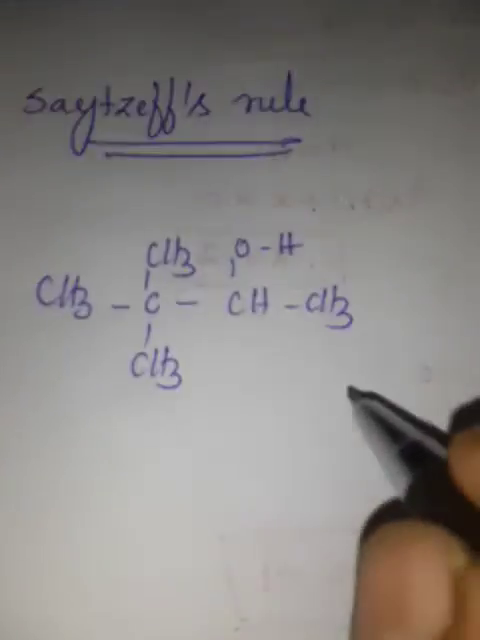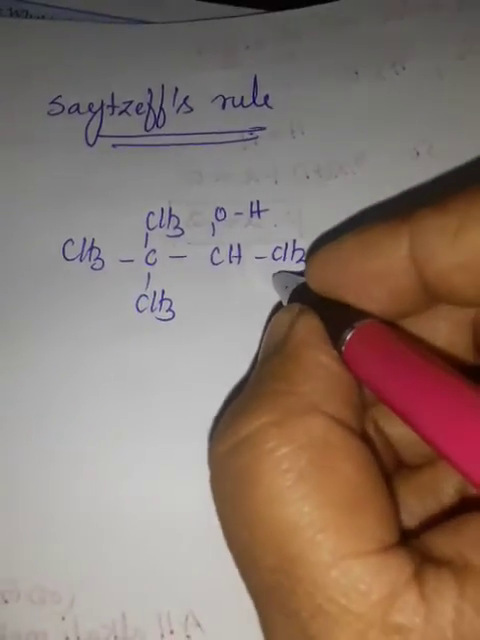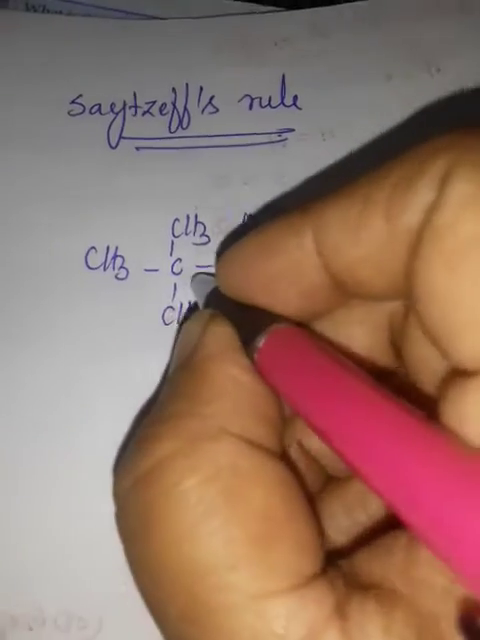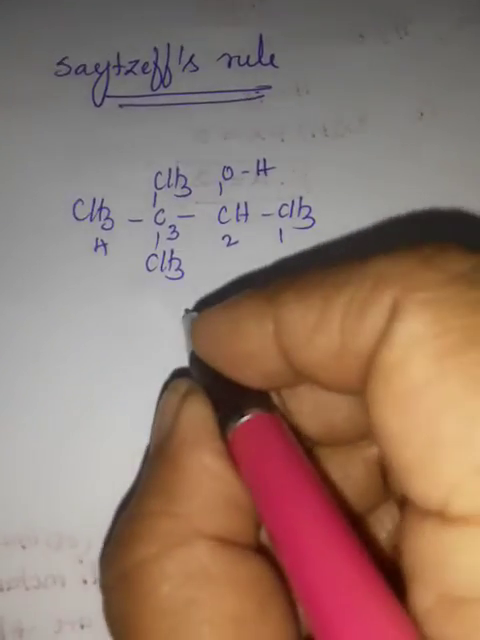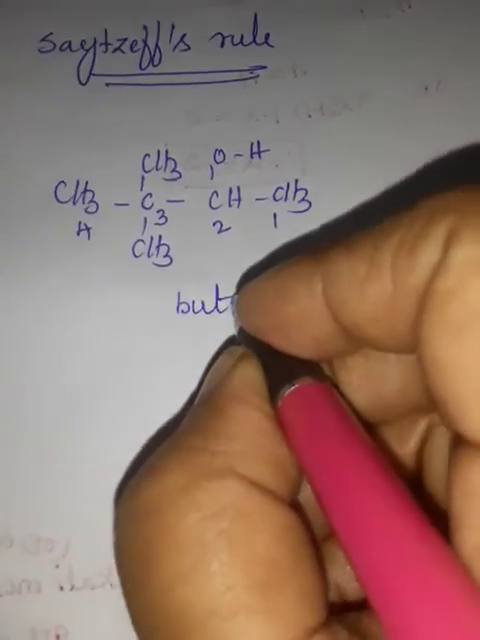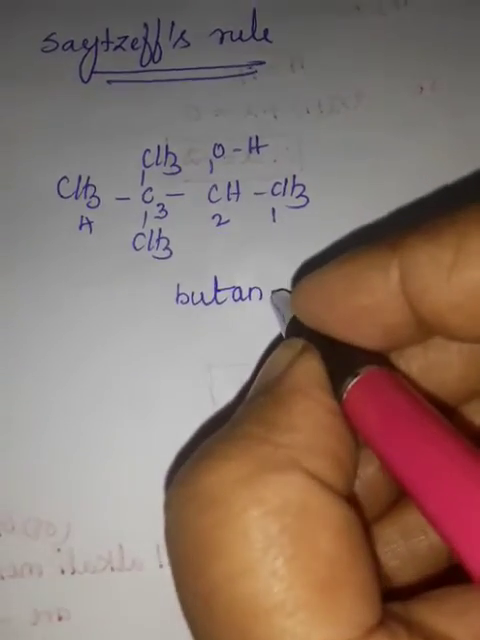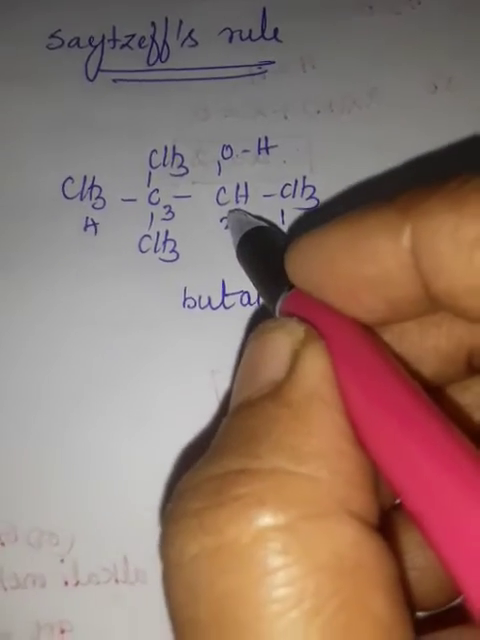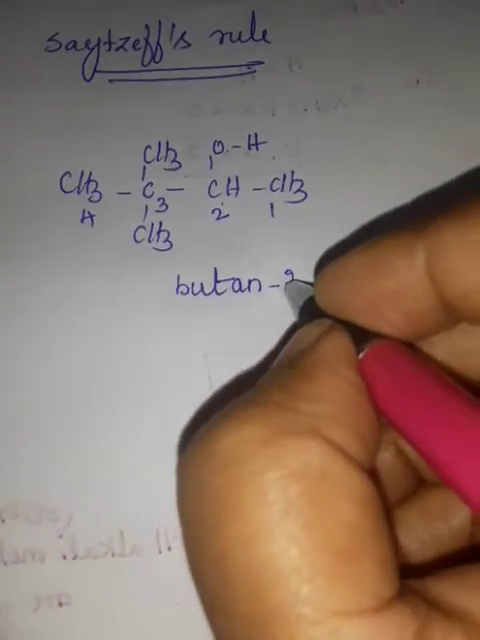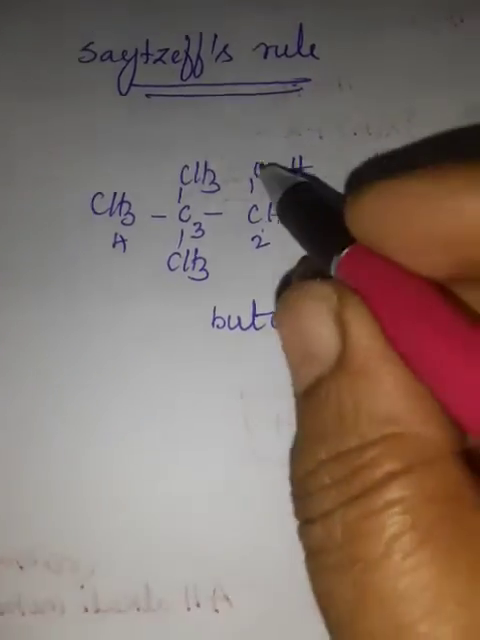This is one of the compounds. Numbering: first carbon, second carbon, third carbon, fourth carbon. So 4 carbons means but-, already you know. All are having single bonds, so -ane. OH is present on the second carbon. So 2-ol, butane, drop the E and write butan-2-ol.